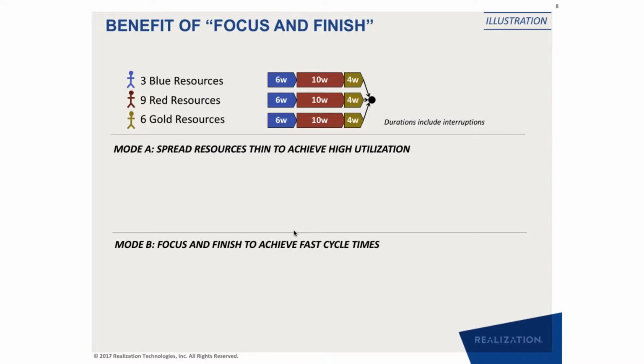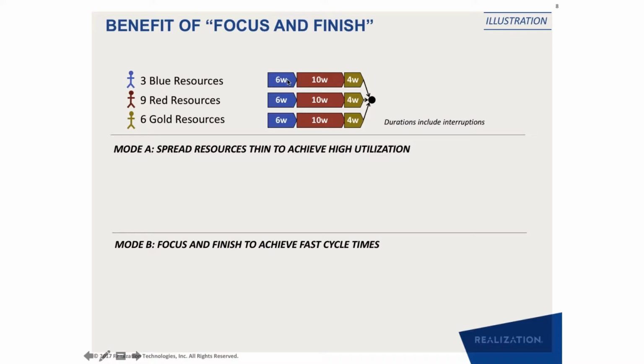And this is what I had presented last time, but I will recap it. Right? What I mean by focus and finish. So we'll take a very simple, very trite case, that you have 3 projects. Each project goes through 3 phases. You have a blue phase, followed by a red phase, followed by a golden phase.